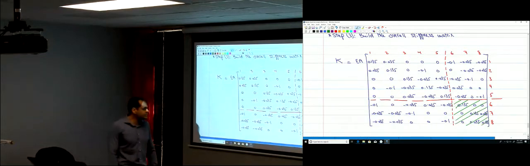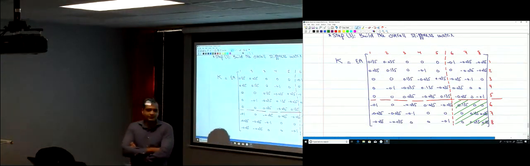When would you need to find some elements of that part of the matrix? Yes, if there is movement of supports, then you need to find some numbers here. So that's step 3. What's step 4? The load and the displacement vector.